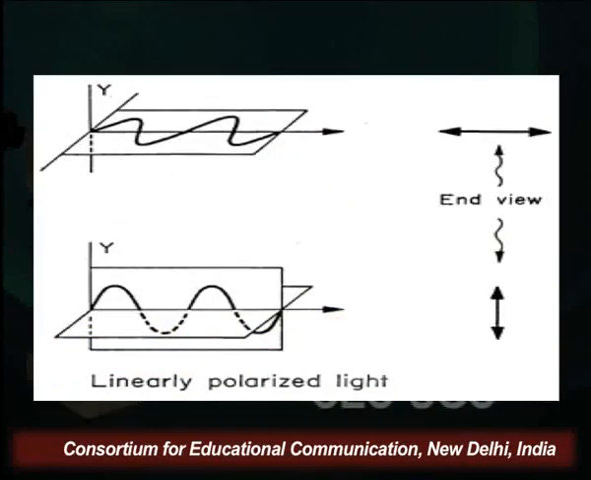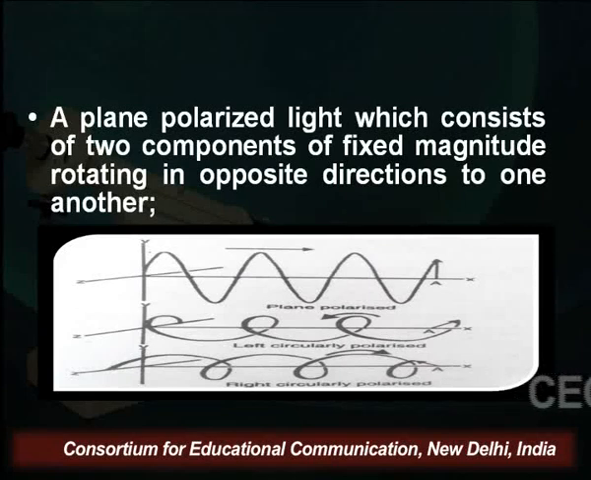You see, longitudinal and transverse waves pass through as linearly polarized light, and then we get only a single direction. In the end view we see the simple one plane of light. It may be the plane of polarization.